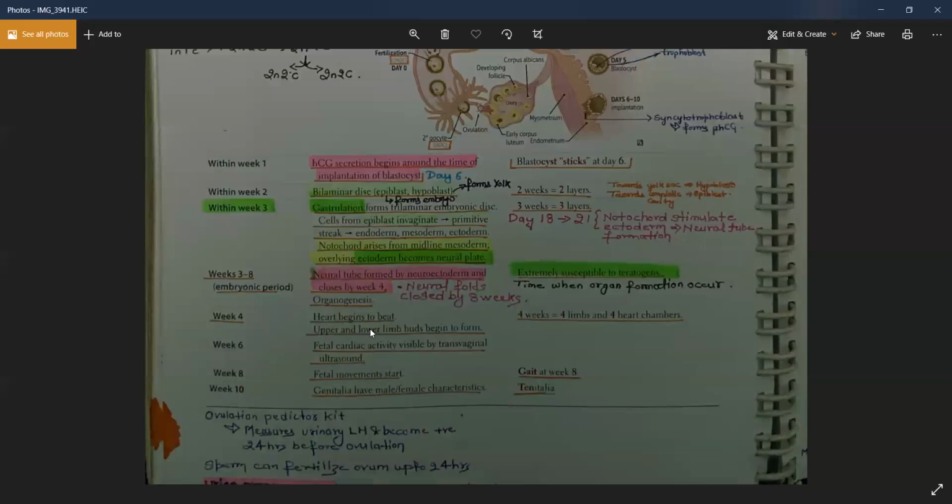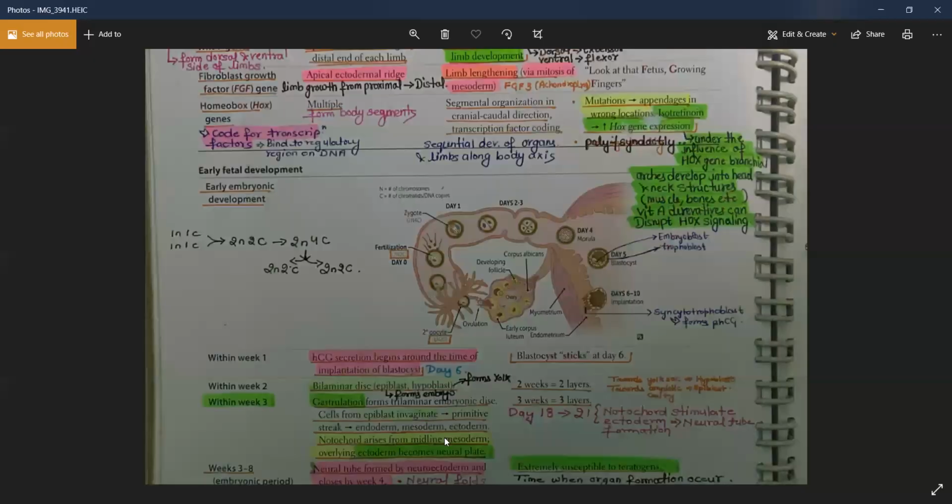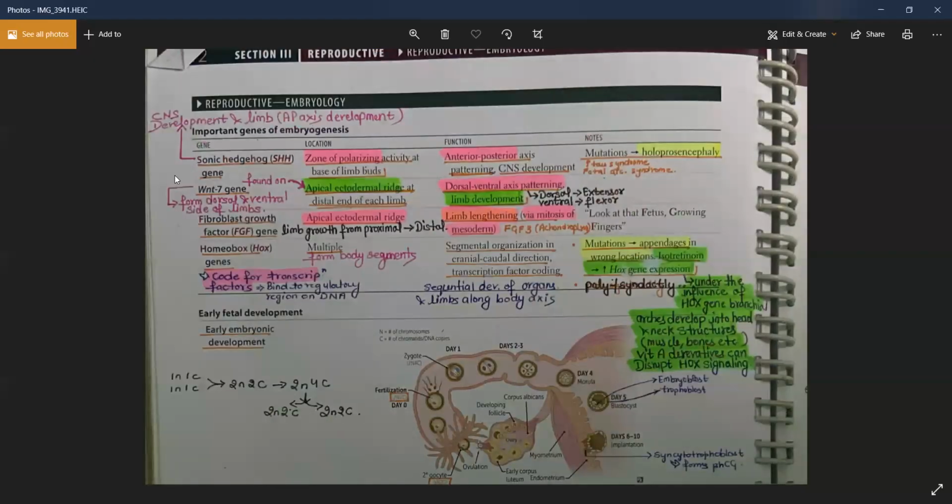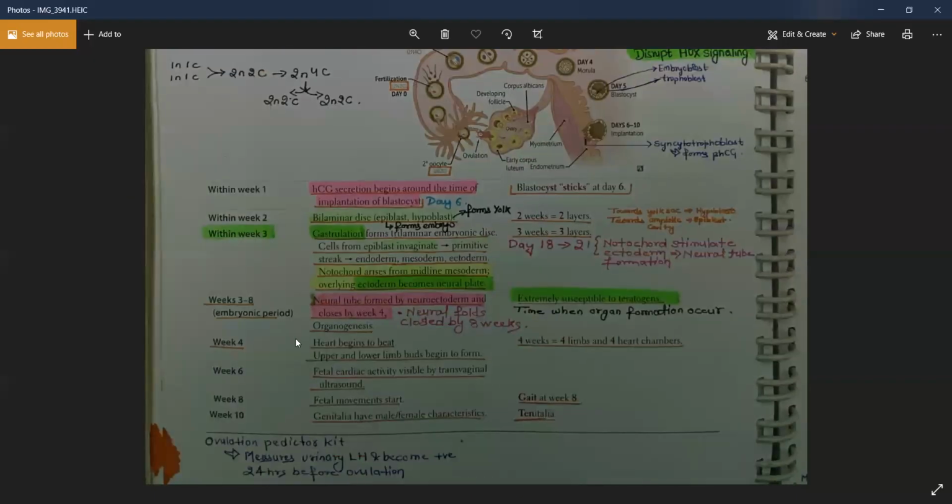Similarly, upper and lower limb buds form, and we already discussed how these limb buds are forming. All these genes are responsible for that. So the limb buds will be forming on week 4. On week 6, you can see the fetal cardiac activity by transvaginal ultrasound easily. On week 8, the movement of the fetus starts. On week 10, you can have the genitalia. So after week 10, you can see whether it is a male fetus or a female fetus.